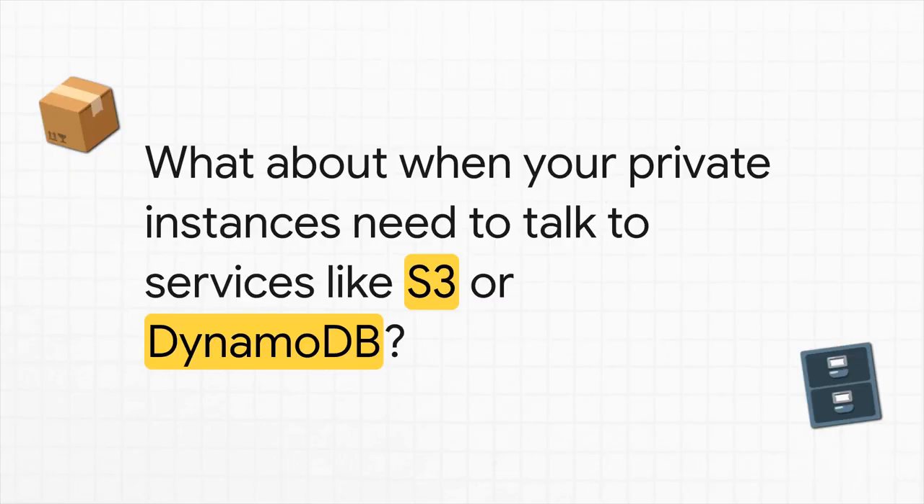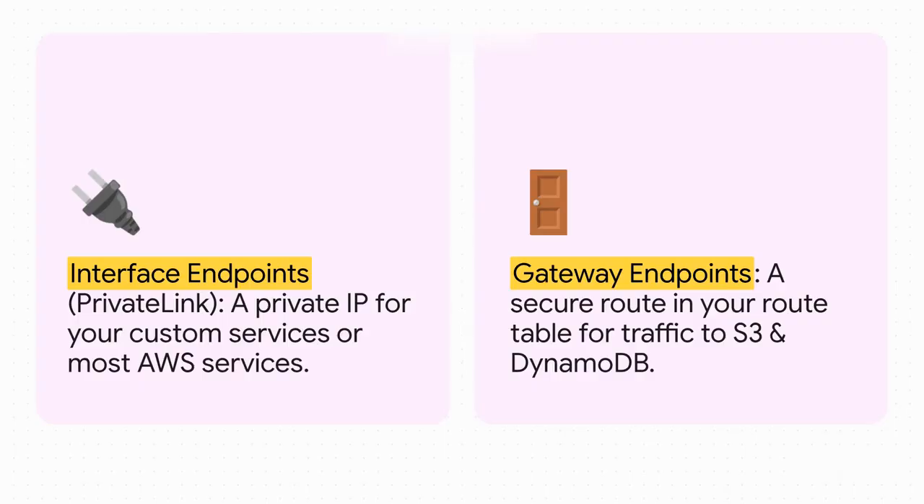This exact same idea applies when your private instances need to access native AWS services. How can an EC2 instance that's sitting in a private subnet talk to S3 or DynamoDB if it doesn't have an internet connection? This is where VPC endpoints come in. For most AWS services, you're going to use an interface endpoint. It works using PrivateLink and basically gives the service a private IP right in your VPC.